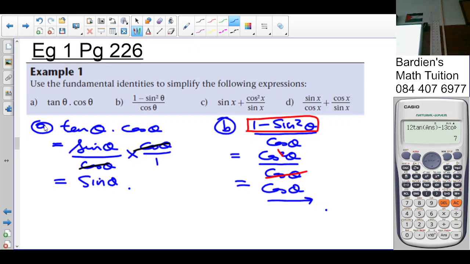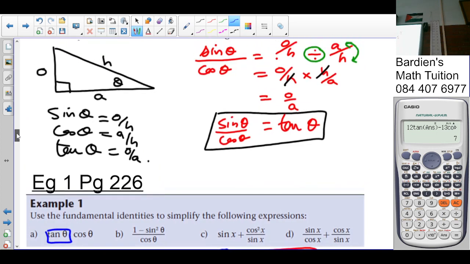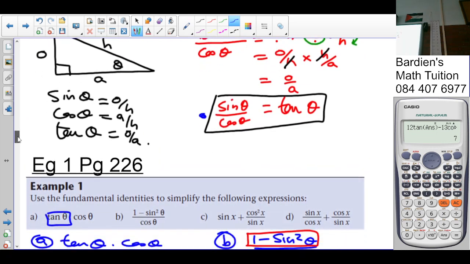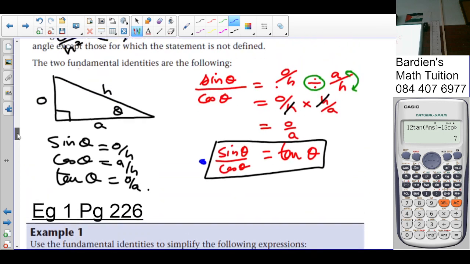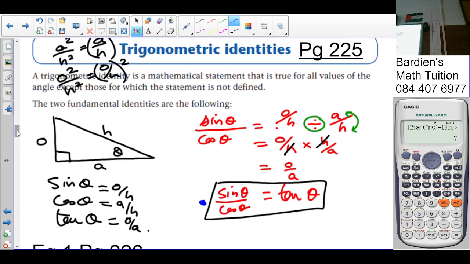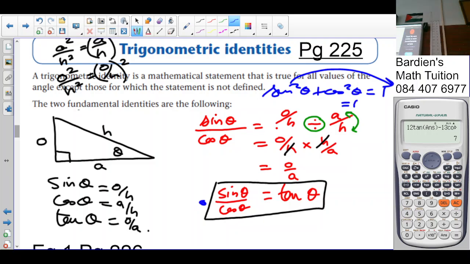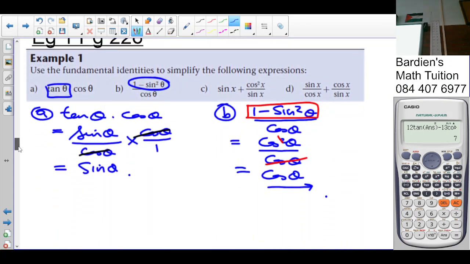Remember that you must listen. There is a tan. Tan can be rewritten as sine over cos. There is a 1 minus sine square theta. Remember earlier on we had sine square theta plus cos square theta is equal to 1. So 1 minus sine square theta is going to be, yeah, you got it. Is it because the bell rang or do you really understand?